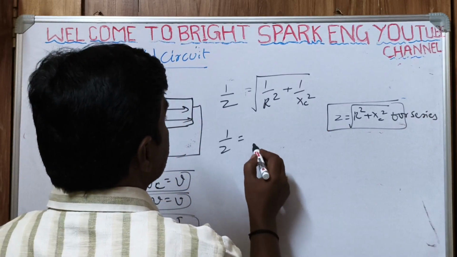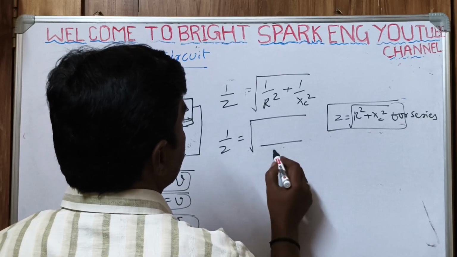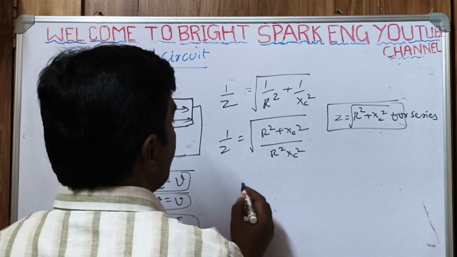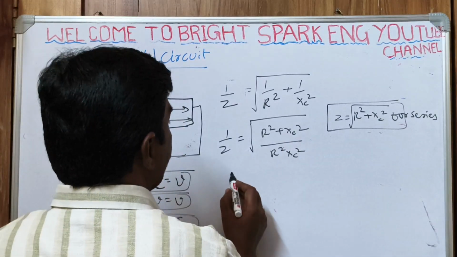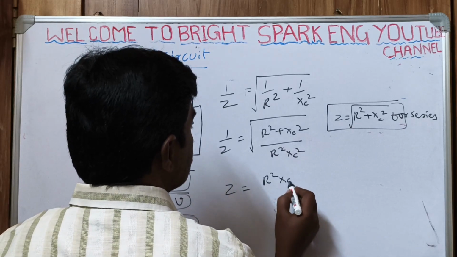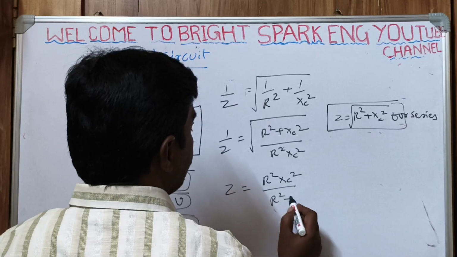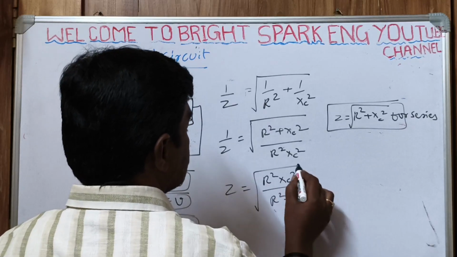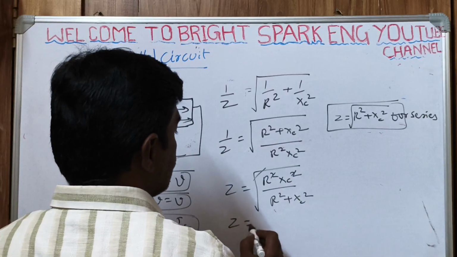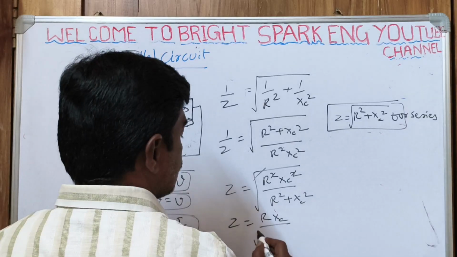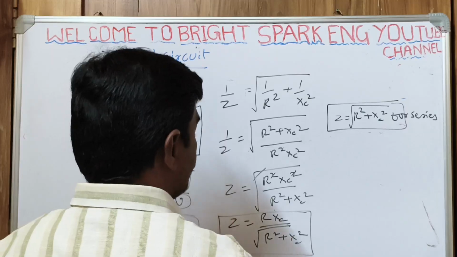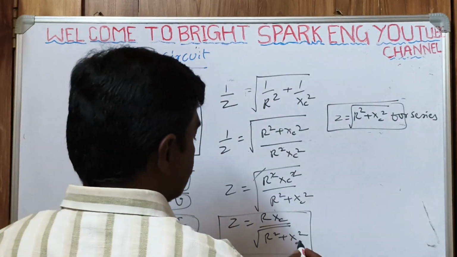Here 1 by Z, you take the LCM, is equal to R square plus XC whole square over R square XC square. Reciprocal, Z is equal to R square XC square by R square plus XC square, here the square root is cancelled. So Z is equal to R into XC by square root of R square plus XC square. This is the total Z formula.